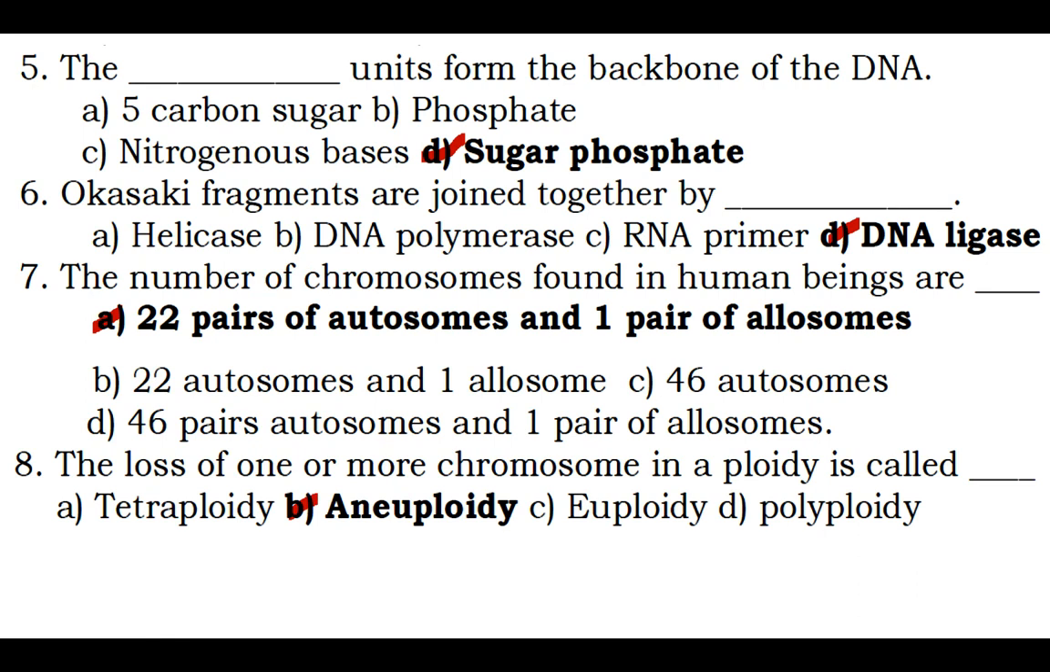Question number 5. The dash units form the backbone of the DNA. Option D, sugar phosphate. Question number 6. Okazaki fragments are joined together by option D, DNA ligase. Question number 7. The number of chromosomes found in human beings are option A, 22 pairs of autosomes and 1 pair of allosomes. Question number 8. The loss of one or more chromosomes in a ploidy is called option B, aneuploidy.